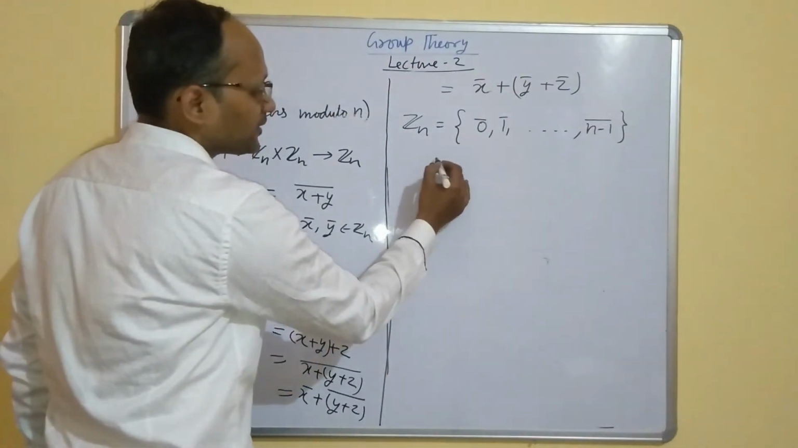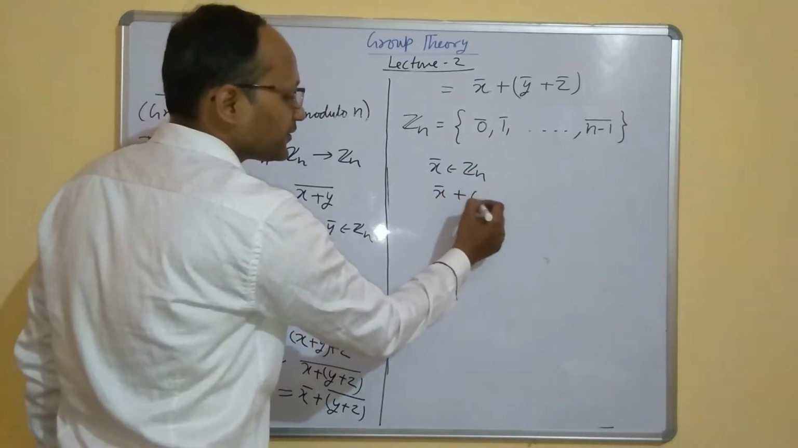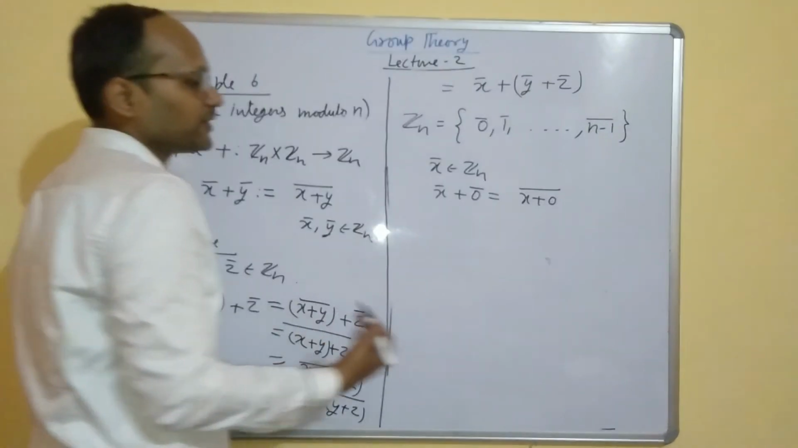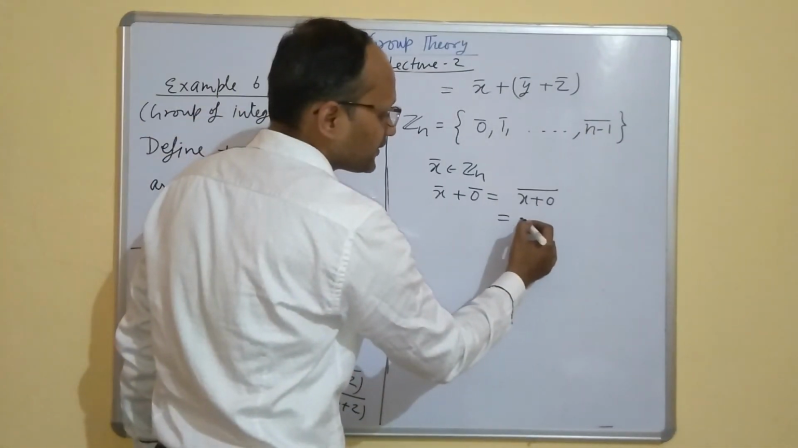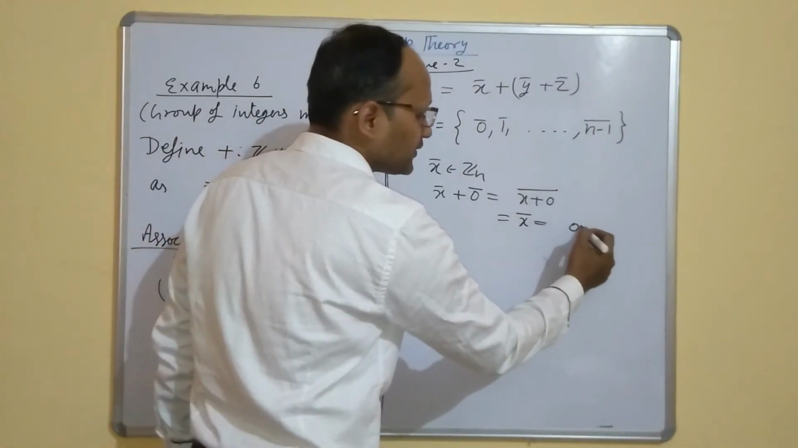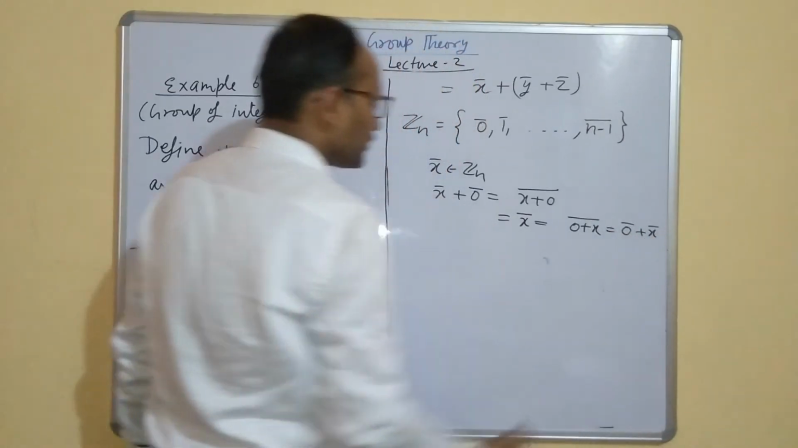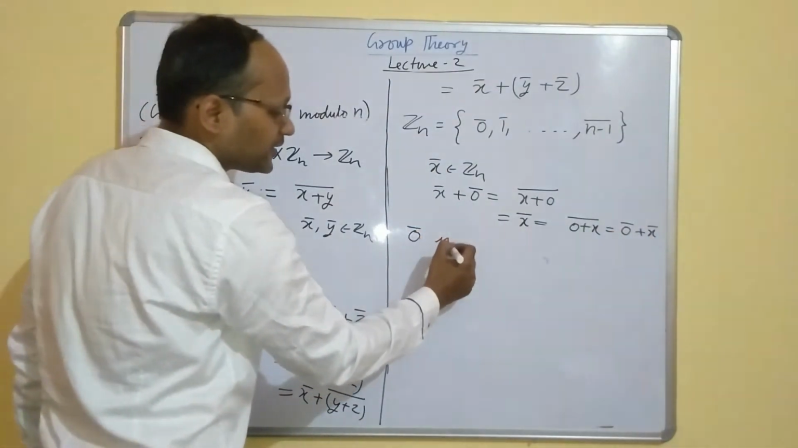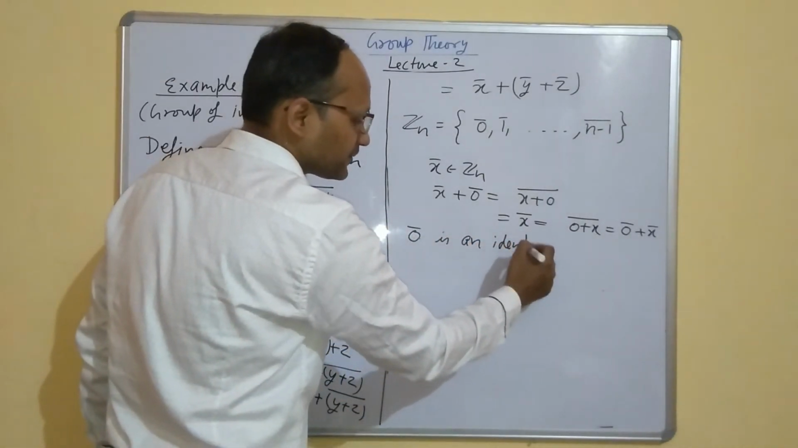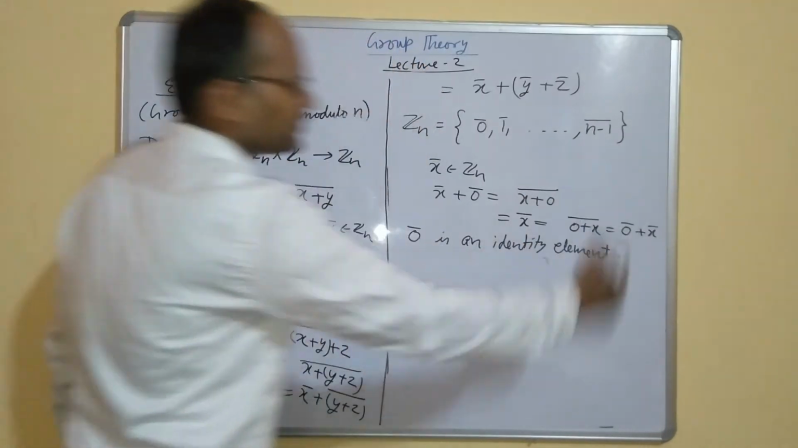So if I take any number x bar in Zn and I add it with 0 bar, then by definition it is x plus 0 whole bar, and that is the same thing as x bar, and that can also be written as 0 plus x whole bar, so 0 bar plus x bar. So it means 0 bar is an identity element. This is an identity element.